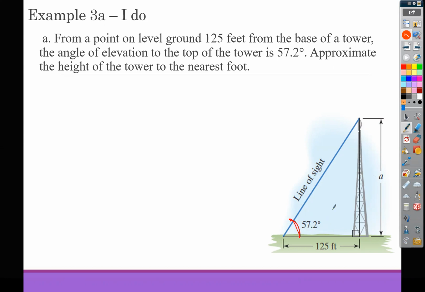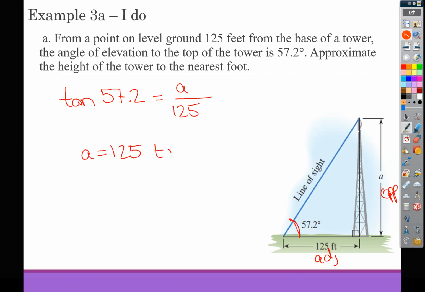So from this angle, this would be the opposite side, and this would be the adjacent side. So which trig function deals with opposite and adjacent? Tangent. So tangent of 57.2 equals opposite over adjacent. To solve for A, you multiply 125 by tangent of 57.2, and you should get that it is about 194 feet.